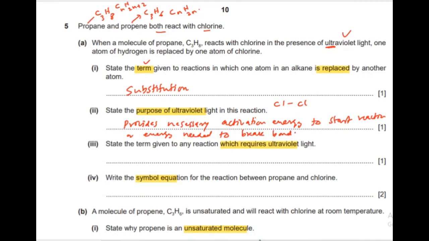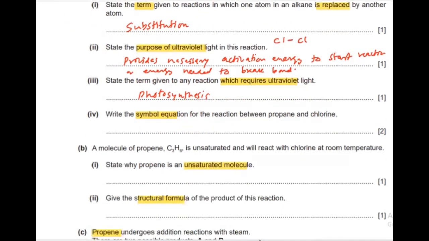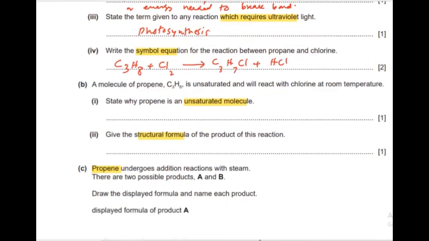State the term given to any reaction which requires ultraviolet light. You know that photosynthesis is a type of reaction which also requires light. Write a symbol equation for the reaction between propane and chlorine. You know that propane is C3H8, chlorine is Cl2. If we replace just one hydrogen, we will get C3H7Cl plus HCl. So this is the equation for the substitution reaction of propane with chlorine.